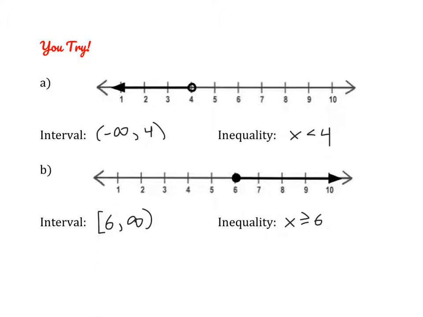Now for part B, we're trying to describe all of the numbers 6 and above. So we can say x is greater than or equal to 6 because we have a closed circle. Or we can use interval notation, and we can describe our leftmost point as 6, with a bracket because it's included. And since it's going up forever, our rightmost point is infinity with a parenthesis.